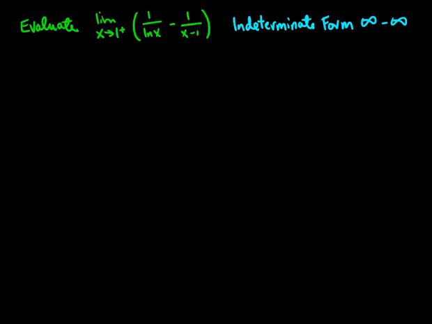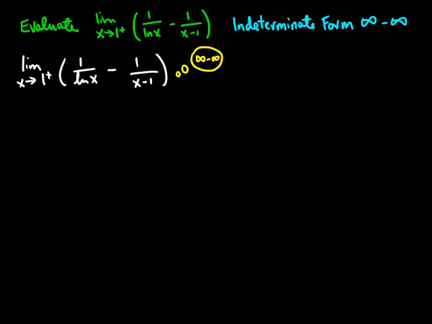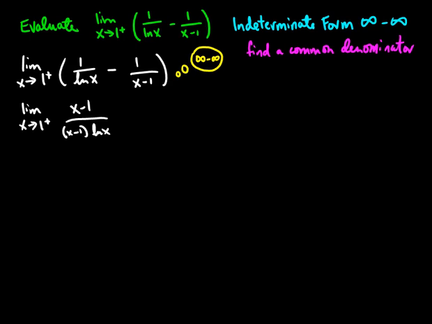That leads us to an infinity minus infinity scenario. Once again, as x approaches 1 from the right, 1 over ln of x is going to infinity, and 1 over x minus 1 is also approaching infinity. And the way we work with this is to find a common denominator. Since we have factors of ln of x and x minus 1, we need a common denominator of ln of x times x minus 1.